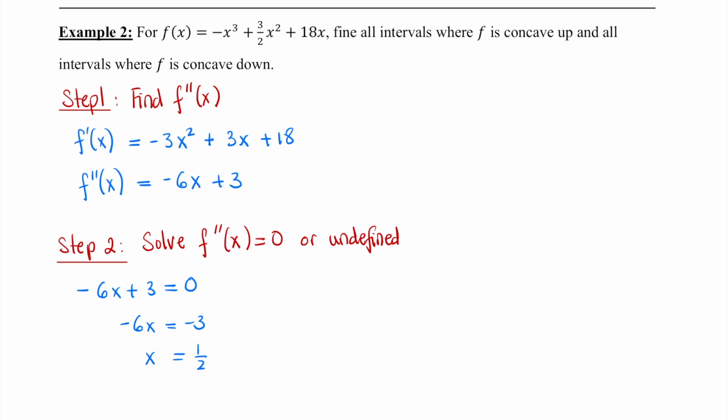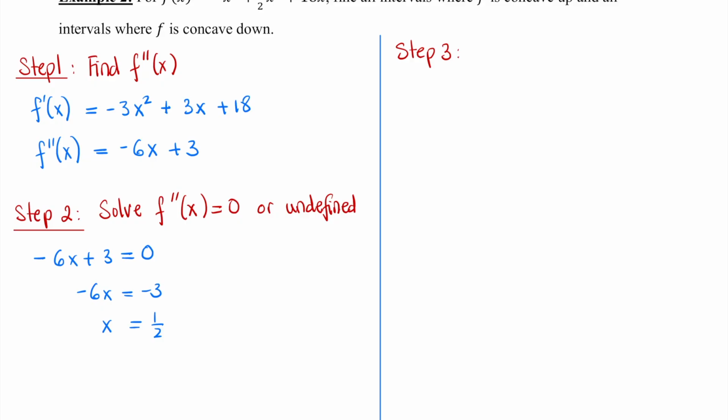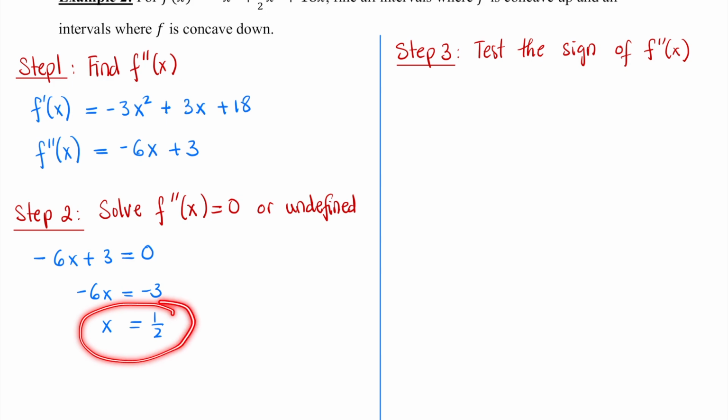Now I need to check where the second derivative is undefined. The second derivative is a polynomial. It is defined everywhere. So the only value we need is x equals 1/2. Now, we need to test the sign of the second derivative around x equals 1/2.